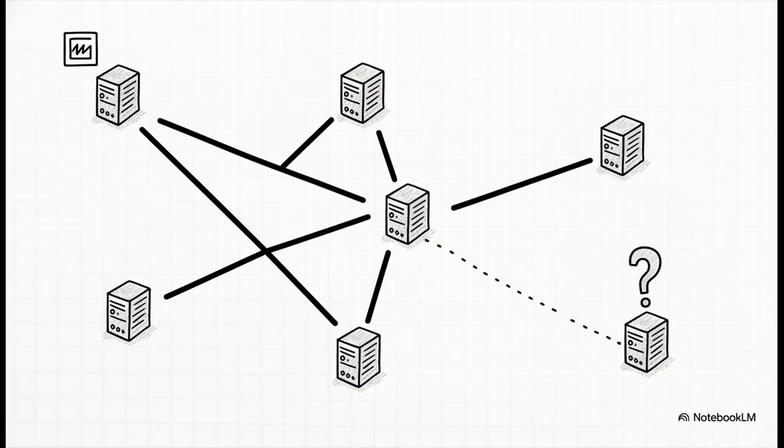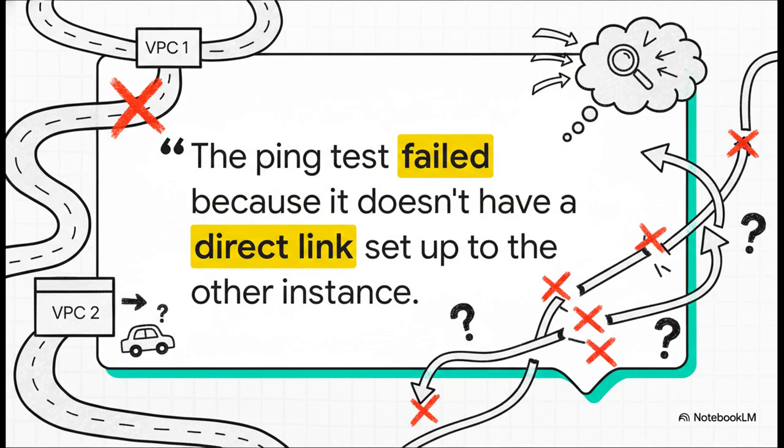Our first stop is the route table. You can think of a route table as the GPS for your network traffic. It has all the rules that tell data packets exactly where to go. And if a destination isn't programmed into this GPS, well, that packet is just going to get lost. And this is where we find our smoking gun. The author says it right here: "Looking at VPC1's route table, I identified that the ping test failed because it doesn't have a direct link set up to the other instance."